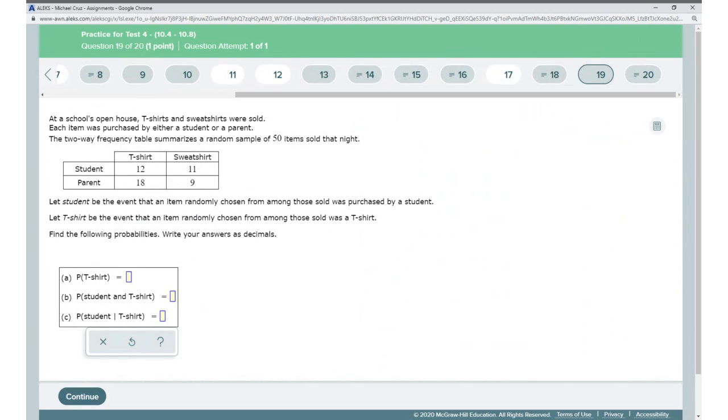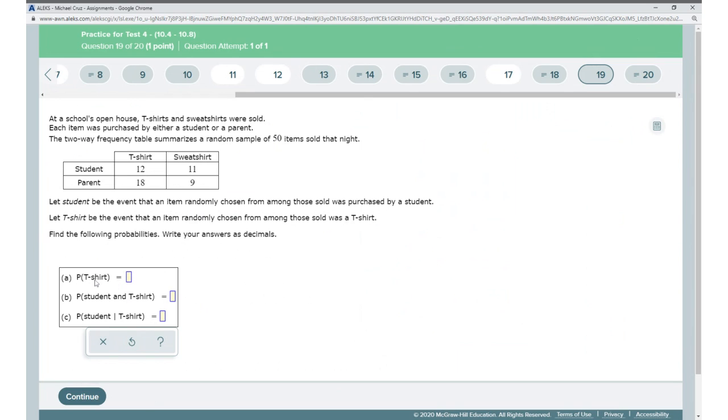All right. At a school's open house, t-shirts and sweatshirts were sold. Each item was purchased by either a student or a parent. And then they just give you a summary of that. The rows are the student and the parent, and the columns are the type of shirt, t-shirt and sweatshirt. Now we're told that all of these add up to 50. Hopefully you can see right there, that's 50. So whatever we're going to do is going to be over 50 for this first one.